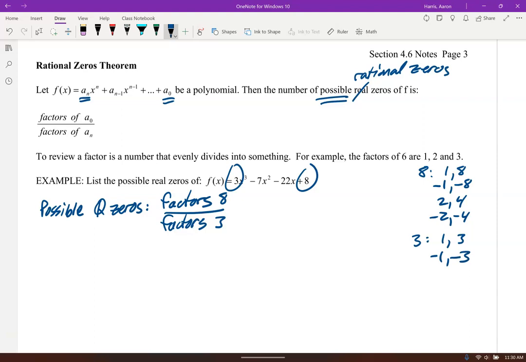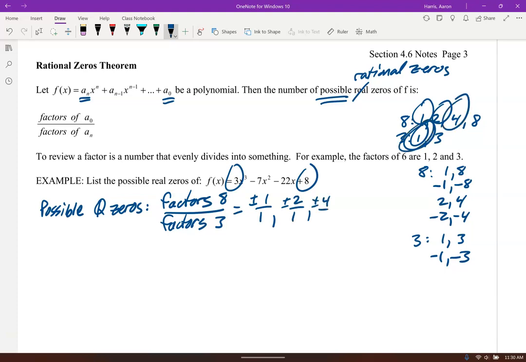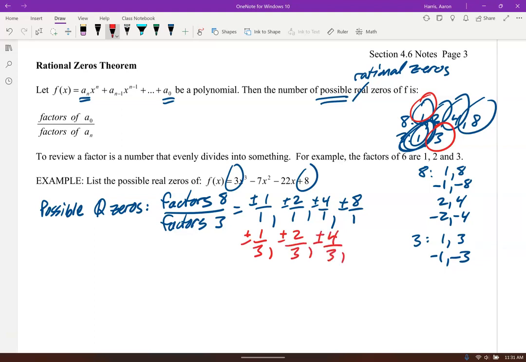So to not deal with the plus minus, I'm going to write plus or minus on each of these. Here are the factors of 8, and these are all plus minus 3. So I'm going to go 1 over 1, then 2 over 1, then 4 over 1, then 8 over 1, and of course that's plus minus. Then I'm going to go each of those over the 3: plus minus 1 over 3, plus minus 2 over 3, plus minus 4 over 3, plus minus 8 over 3.